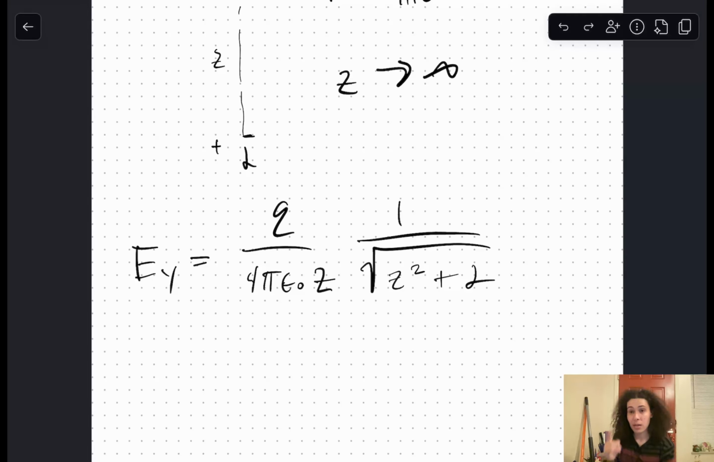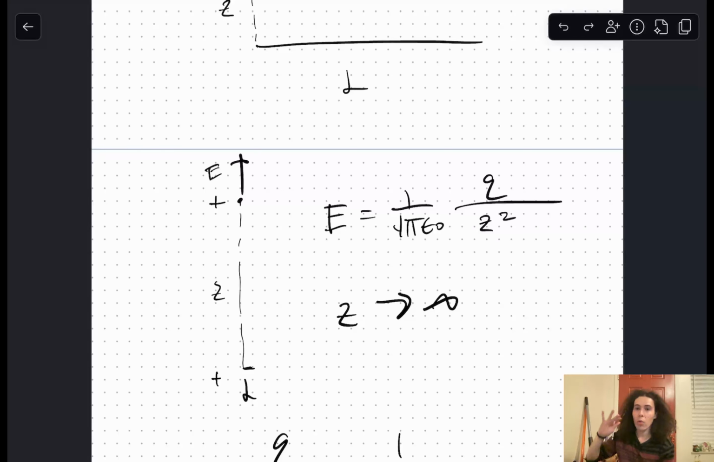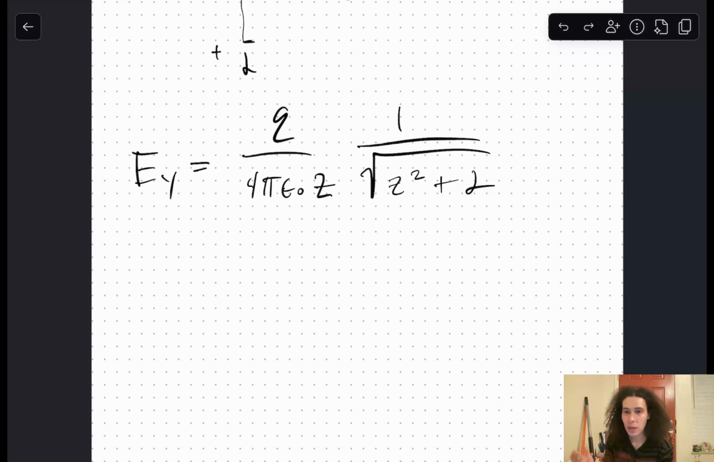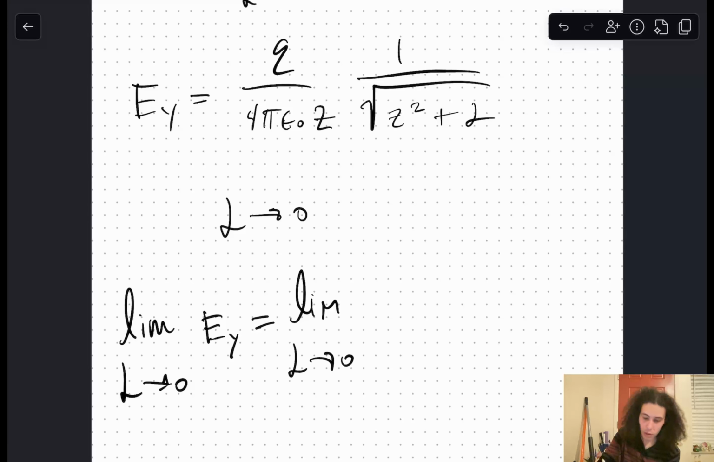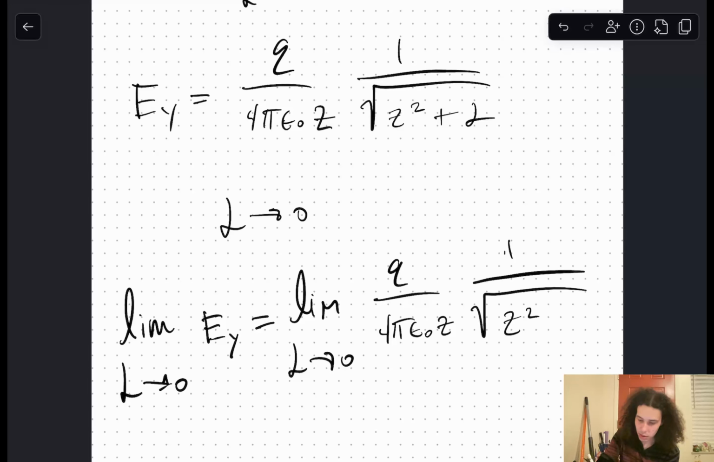Or you could see it this way: the length of the rod, comparatively speaking, is so small, you're so far away, that the length is practically 0, infinitely small. So L approaches 0. Let me write it out, as L approaches 0, Ey. I didn't do it for the other one, but for this one, since it's more serious, it's the problem that Griffiths was talking about at the beginning.